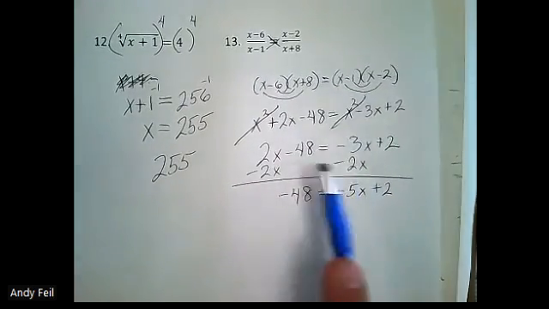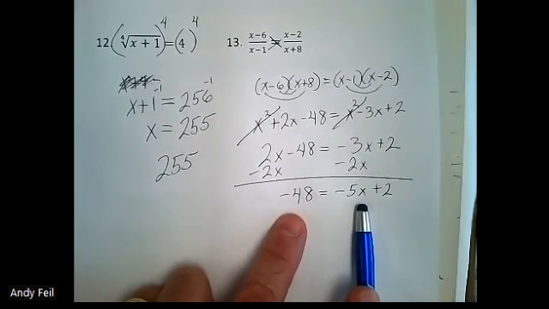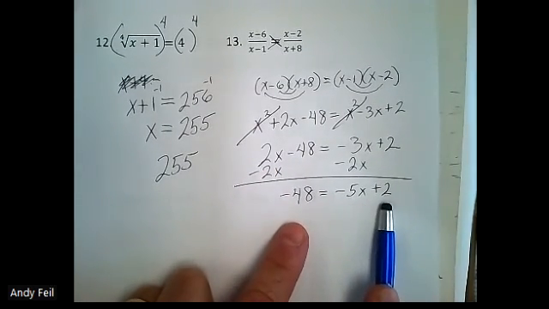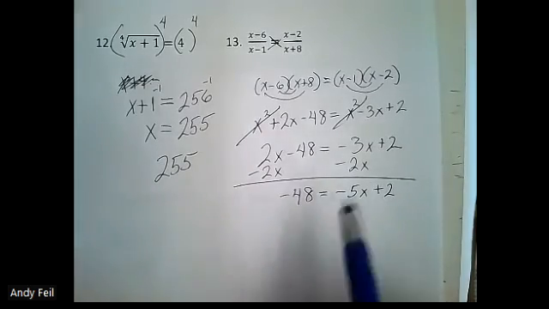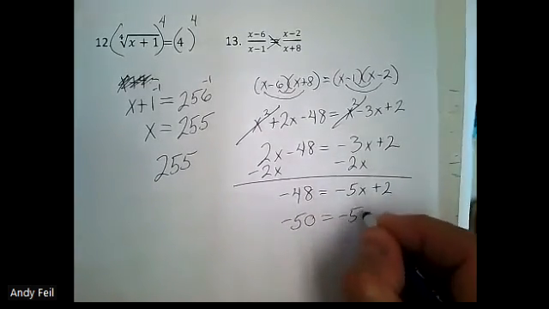The trouble with that is then we still have x's on both sides. A good first step is to try to get the x all by itself. Now, could we subtract the 2? Now that's an excellent idea. Negative 48 minus 2 is negative 50.